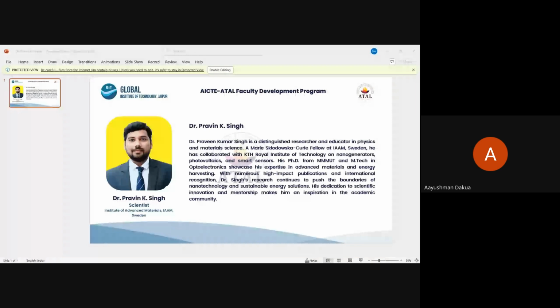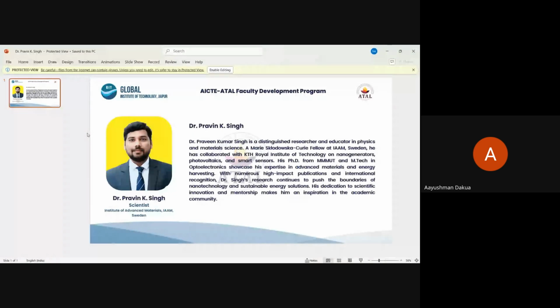So let's move forward to our next session, which is based on concept development and prototyping, which is going to be given by Dr. Pravin K. Singh. Let me just give a short introduction about our speaker of the day. He's a scientist in Institute of Advanced Materials, IAAM, Sweden, with 10 plus years of experience. He completed his PhD from Department of Physics and Material Science, Madan Mohan Malviya University of Technology, Gorakhpur, India. He was awarded with Best Paper Award in 5th IEEE Uttar Pradesh Section International Conference on Electrical, Electronics and Computer Engineering. He is also awarded with Best Poster Presentation Award.